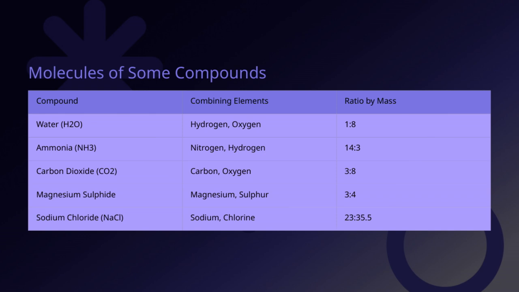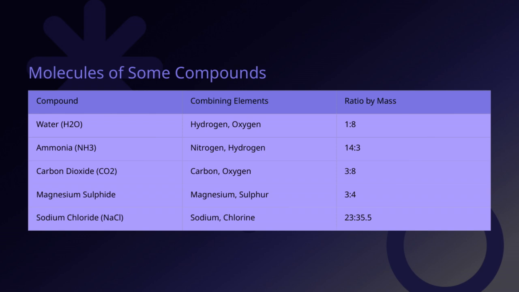Moving to ammonia, which is used in cleaning products, it's made of nitrogen and hydrogen. Here, the ratio is roughly 14 to 3, indicating a heavier proportion of nitrogen compared to hydrogen. Then we have carbon dioxide, a gas we encounter daily, especially in respiration and combustion. It's composed of carbon and oxygen with a ratio of 3 to 8 by mass. Magnesium sulfide, an interesting compound used in various industrial applications, combines magnesium and sulfur in a 3 to 4 ratio.